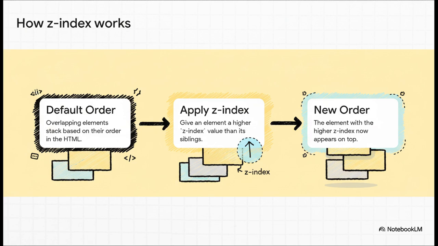So, by default, if you have 3 positioned elements, they'll just stack based on their order in the HTML. The last one in the code appears on top. But look what happens when we give the very first element a higher z-index, like z-index 2. Boom! It immediately jumps to the front of the pile. It's that simple. The higher the number, the closer it is to you.